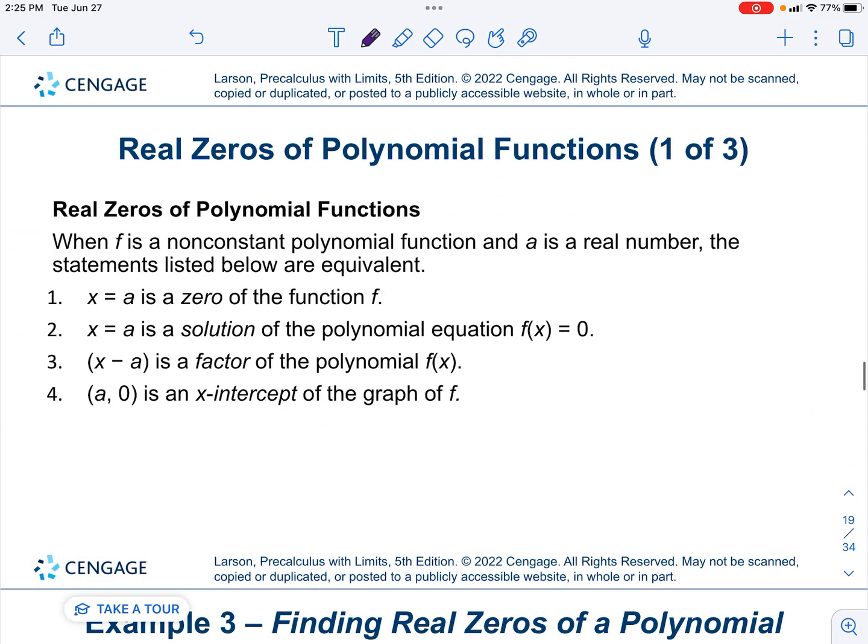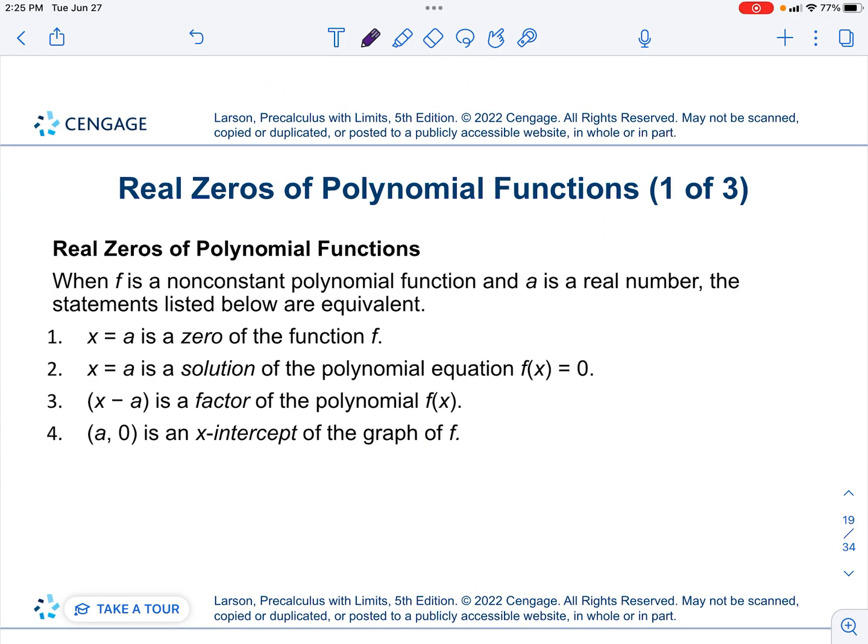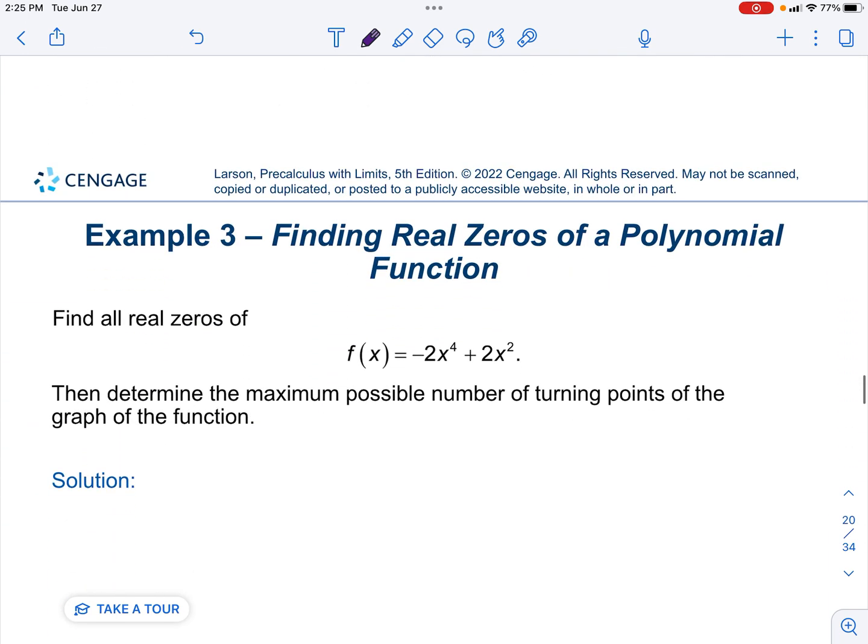All right, real zeros is next. Zeros is what makes the equation equal 0. So if you're looking for a 0, you're looking for an x-intercept, you would set it equal to 0 and solve. It is a solution to the polynomial. If you set the function equal to 0, the 0 is a solution. We will be looking at different types of functions and talking about algebraically how to do this.